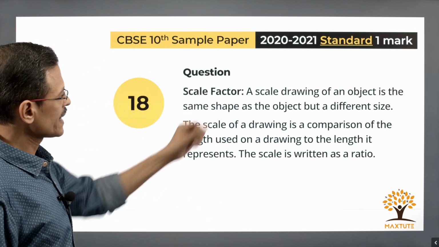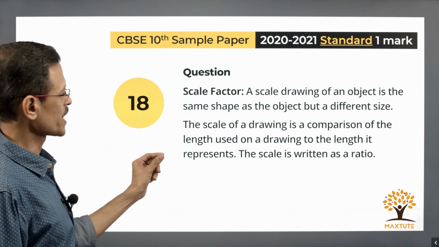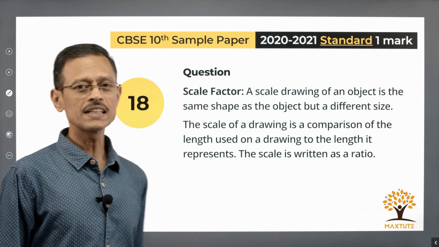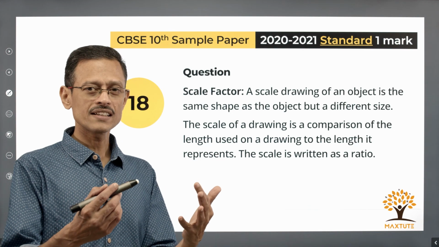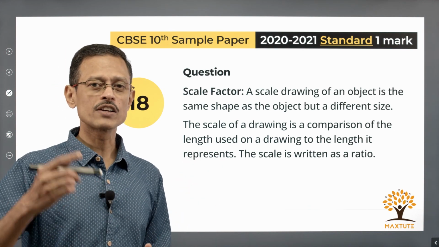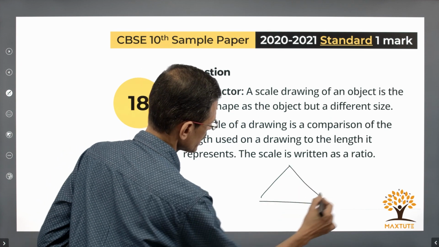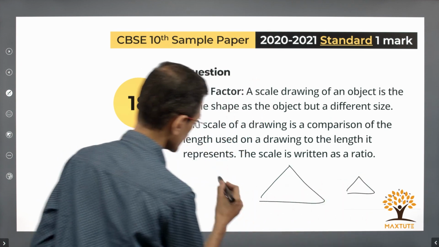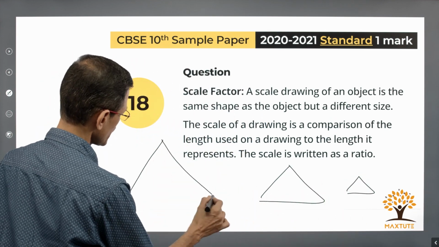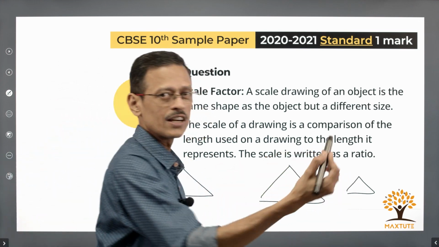Scale factor: a scale drawing of an object is the same shape as the object but a different size, right? Pick the object, it's going to be the same shape, but it is going to be of a different size. For example, I have a triangle, a scaled version of it might be a smaller one, or it could very well be a bigger one.